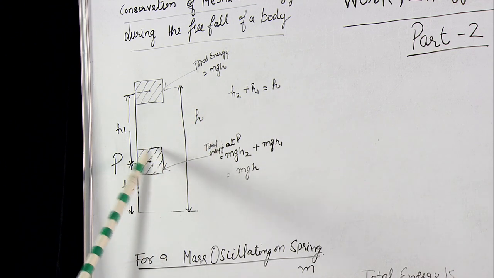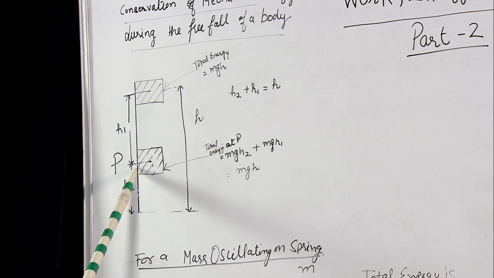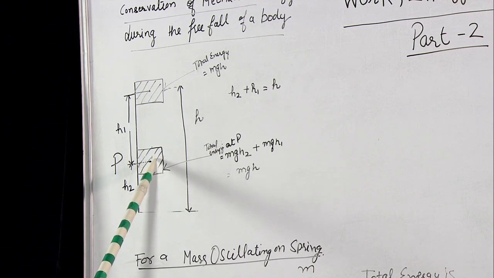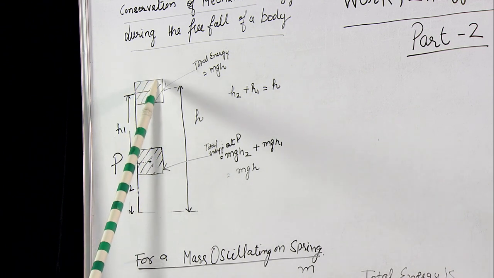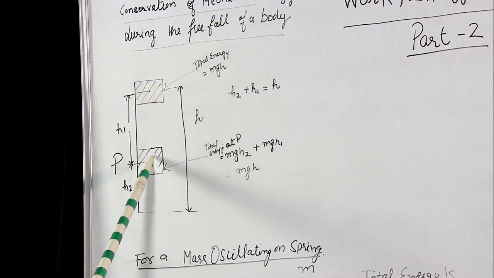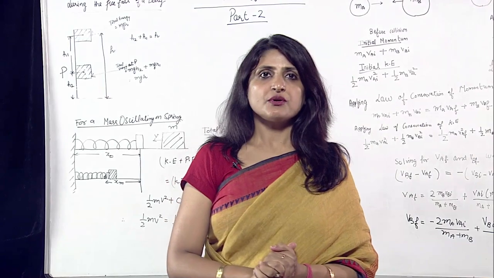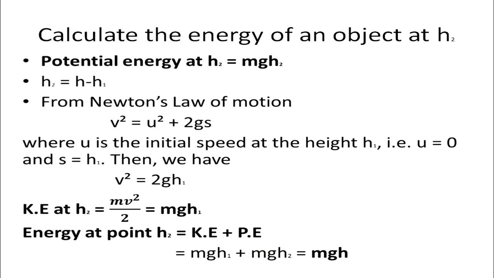Let's calculate the total energy at point P. In this case, the total energy at P is the sum of potential energy due to height h2 and the kinetic energy, because this mass has fallen down through a distance h1. We have the potential energy at h2 equal to mgh2. For the speed, we use Newton's law of motion, which is given by v square is equal to u square plus 2gs. Here u is the initial speed at the height h, and that is u is equal to 0, and s is the distance it has moved, and that is equal to h1.